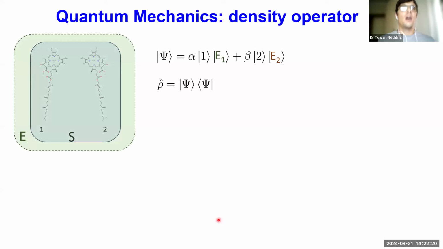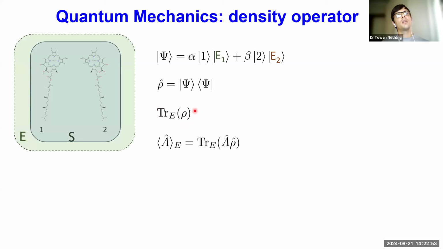Now, systems are never isolated. In the Fenna-Matthews-Olson complex, we also don't have the pigment molecules in isolation, but they are embedded in a hot and messy protein environment. So we also need to take into account the environment. And these environmental states are typically entangled with the system states. We can calculate the density matrix for this full system, as we did before.